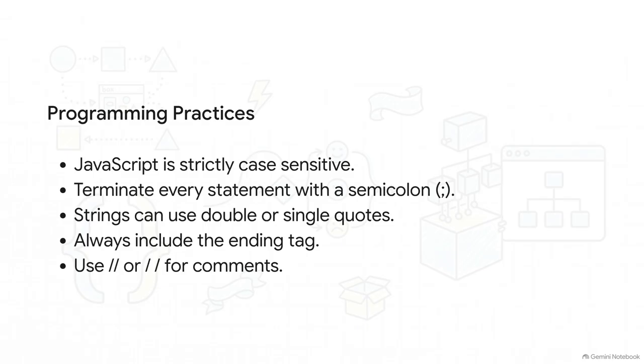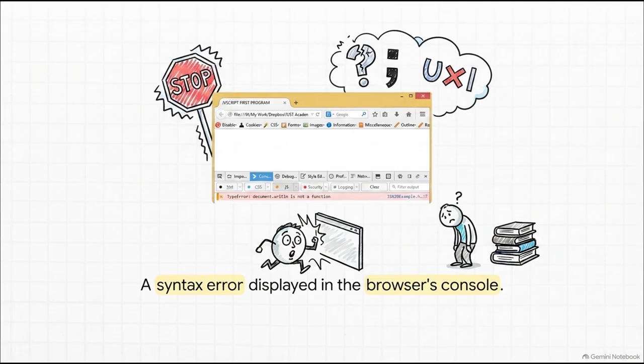When you're writing strings, you can use either double or single quotes, just pick one. Also, never ever forget your closing script tag, or your page might just refuse to load entirely. And finally, use double slashes for single-line comments or a /* for multi-line ones. The browser totally ignores them, but trust me, your future self will thank you for leaving those breadcrumbs. Because look, if you ignore these rules, you're going to run face first into a syntax error, just like this one popping up in the console. Everything literally grinds to a halt because the interpreter just can't figure out what you're trying to say. It usually means you missed a semicolon somewhere, or maybe you mismatched an uppercase and lowercase command. It happens to the best of us.